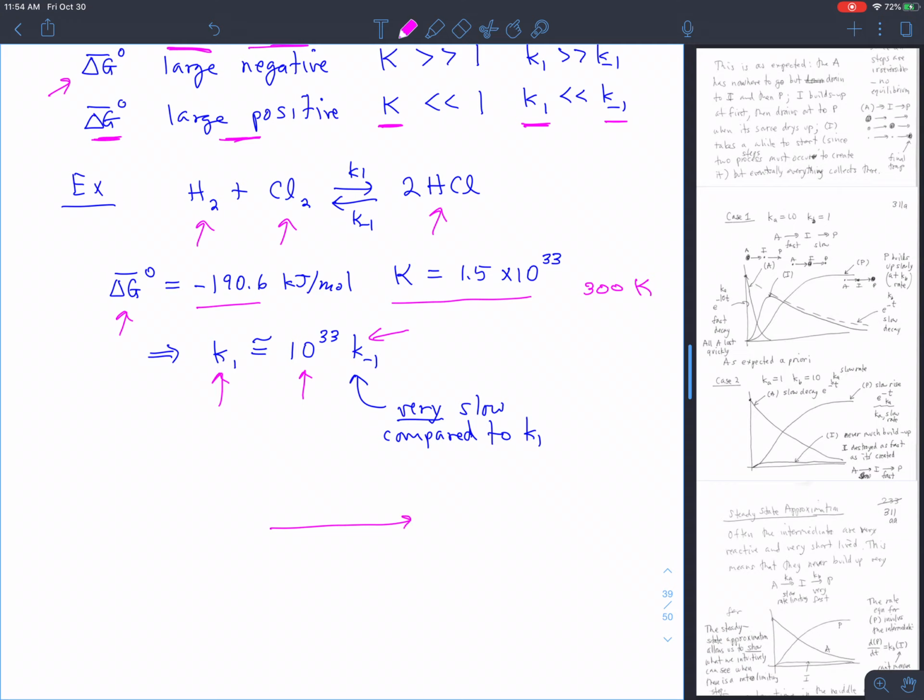That means this forward rate constant is 10 to the 33rd versus the backward rate constant, which is 1. That backward rate constant is pretty tiny, pretty negligible compared to the forward rate constant. All right.